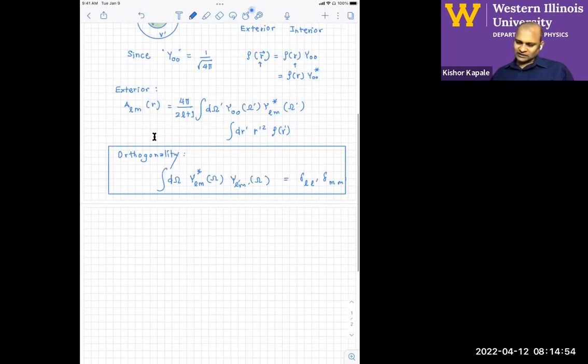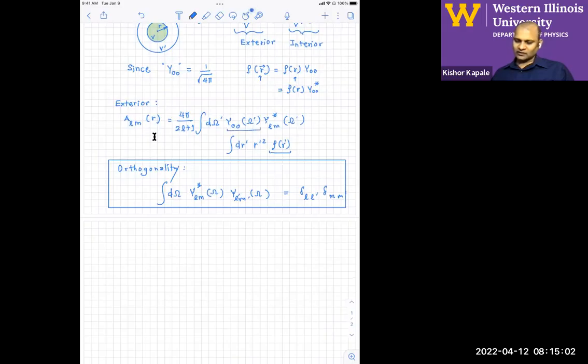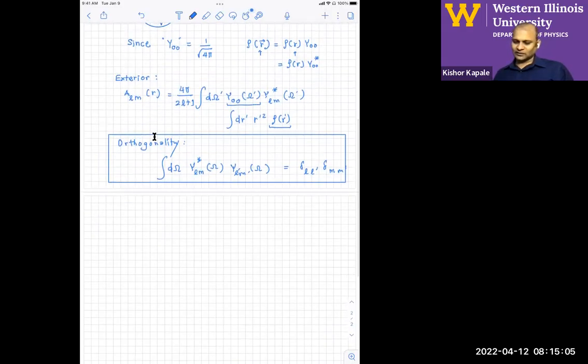So with the help of this, we have already substituted rho of r vector as rho of r times Y00(Ω'), right? That just makes our life easy. That means you don't have to worry about it. So this implies that A_LM(r) is going to be 4π over 2L plus 1 times the solid angle integral dΩ', which gives delta L0, delta M0, so both L and M need to be 0. And then you have, of course, the dr' r' squared.